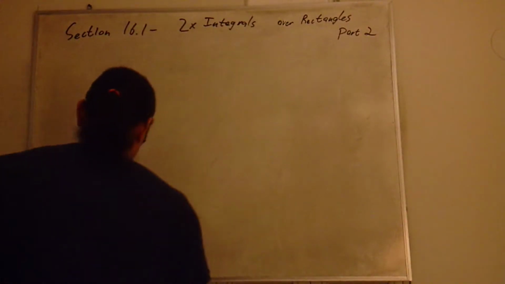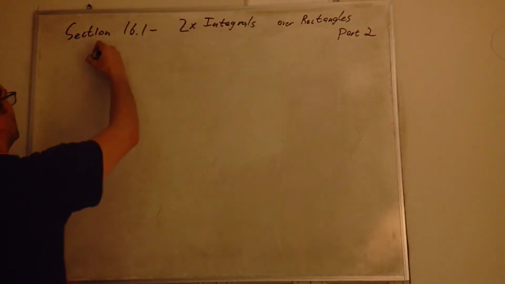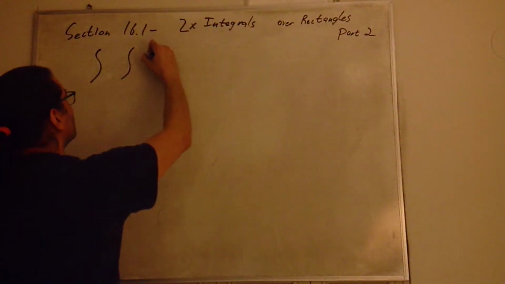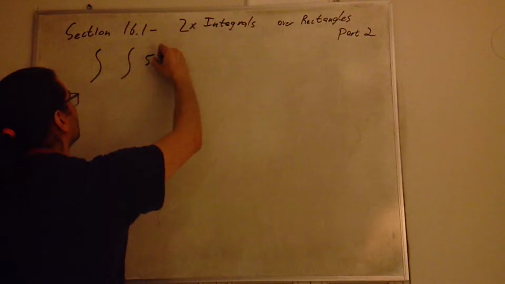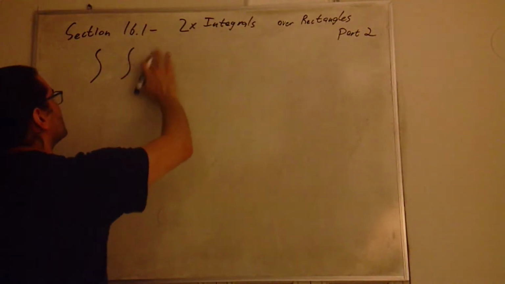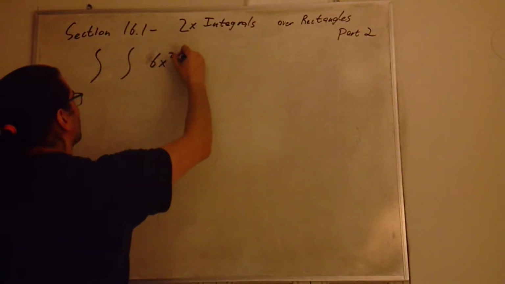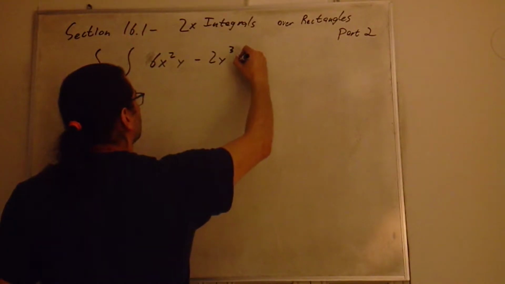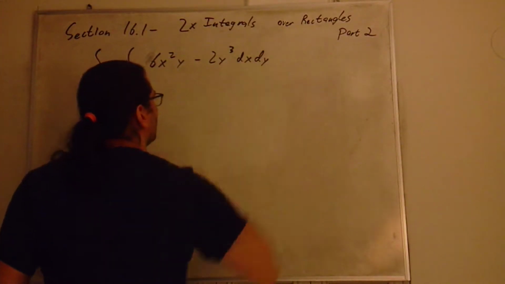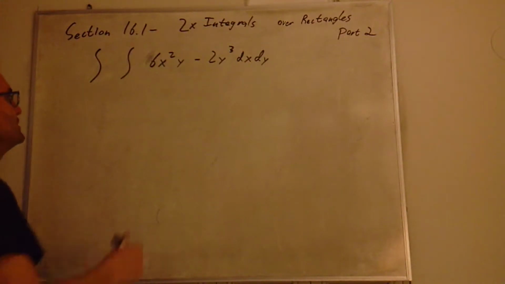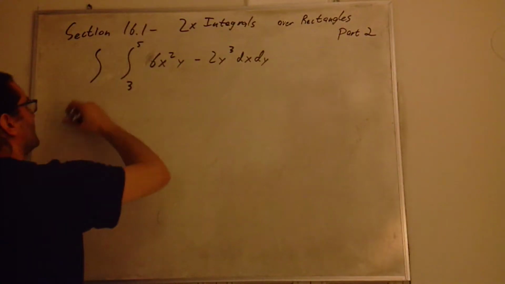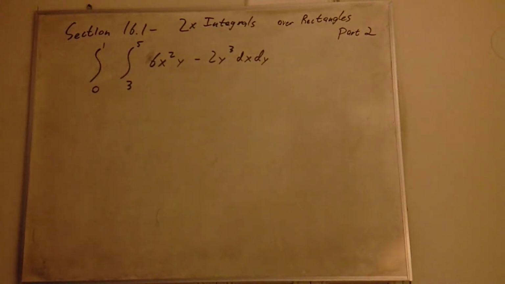So let's do that. Let's just make up some weird examples of multivariable functions. Let's go with 6x squared y minus 2y cubed. Let's do dx and then dy. I want dx to go from 3 to 5, and let's make dy go from 0 to 1. This seems good.